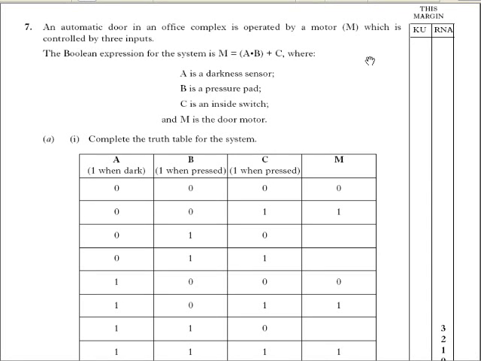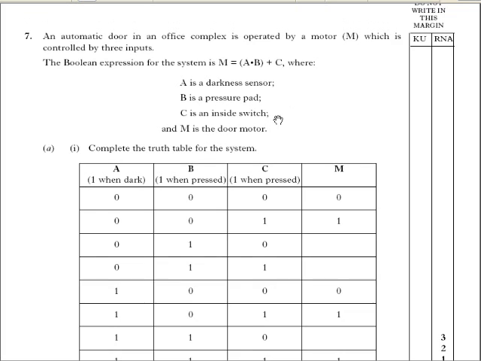An automatic door in an office complex is operated by a motor, M, which is controlled by 3 inputs. The Boolean expression for the system is M equals A, the dot means and B, or C. So it's A and B or C, where A is a darkness sensor, B is a pressure pad, C is an inside switch, and M is the motor. Complete the truth table for the system.